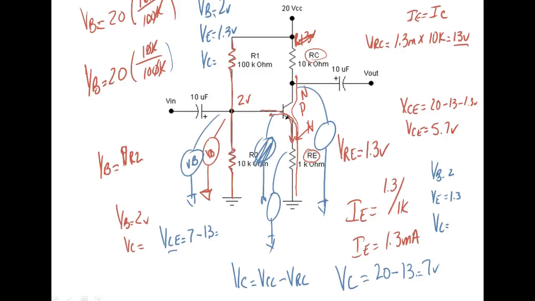So if I want to measure VB, I try to get on this metal lead right here. If I want to measure VC, I get on this guy right here, right? And if I want to measure VE, I measure it on that resistor right there. And I try not to measure on the transistor, and we don't have to. We got plenty of nice metal on our resistors.